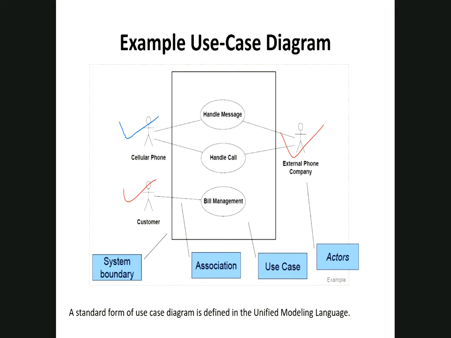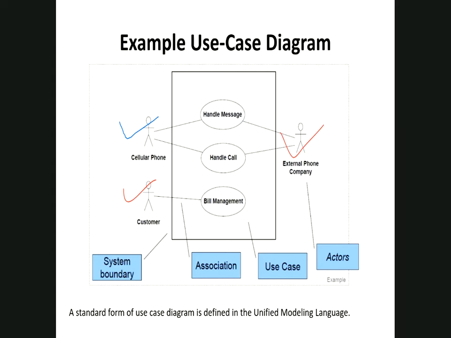And what do you mean by a use case? This is a system boundary. Inside the system boundary, you will have use cases. You have use case 1, 2, 3, like that, and you have a system boundary. And each use case which is inside the system is connected with the actor which is outside the system through association lines. This is the association.